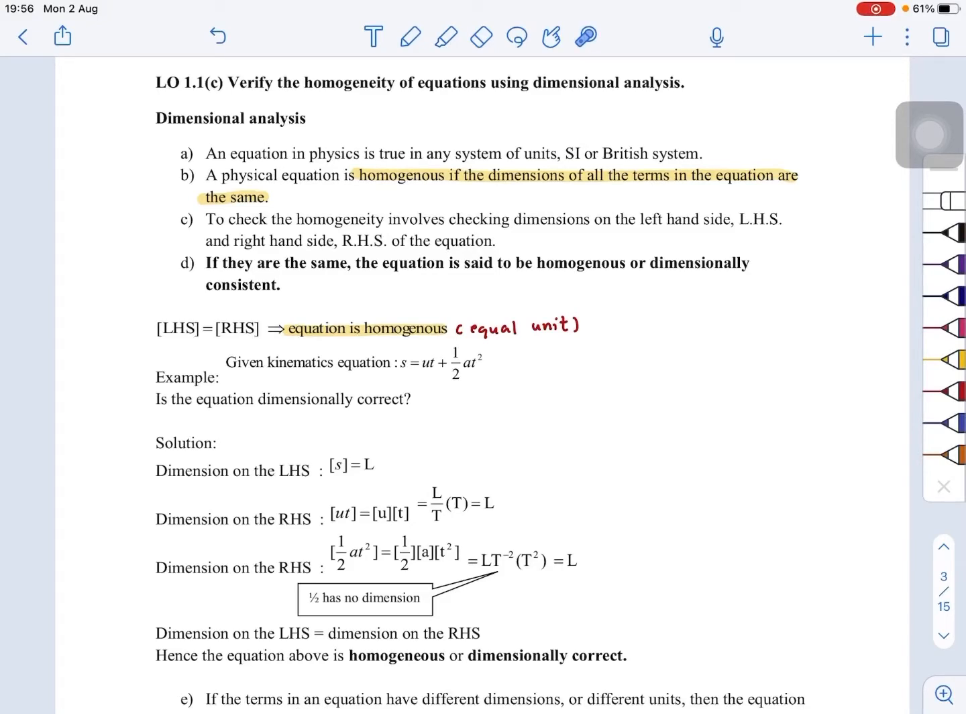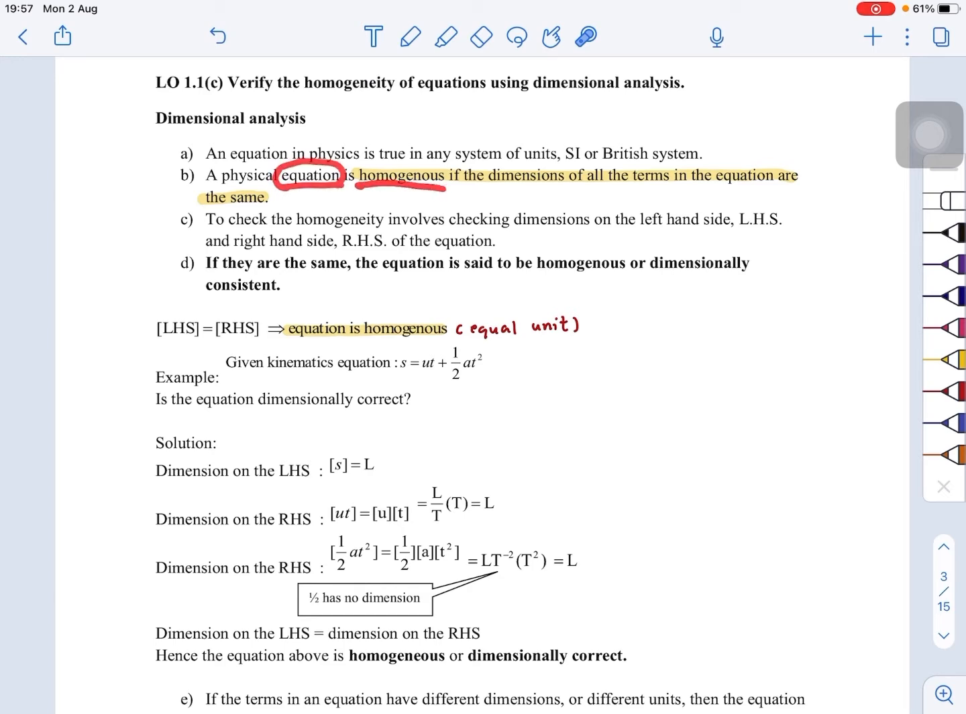Okay, so now we look at the next learning outcome, 1.1c. Verify the homogeneity of equations using dimensional analysis. Okay, so as I have mentioned before in the previous video, we are going to use dimensional analysis. So apa kegunaan dimensional analysis ni adalah untuk kita determine whether an equation is homogeneous or not.